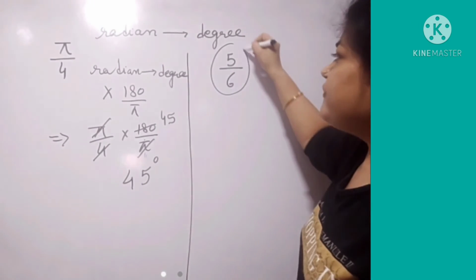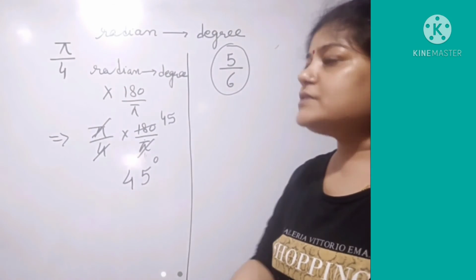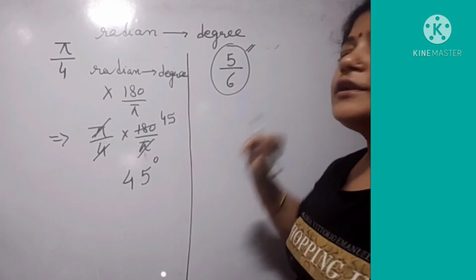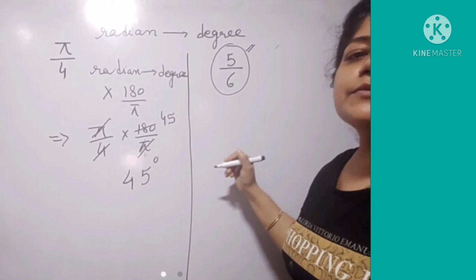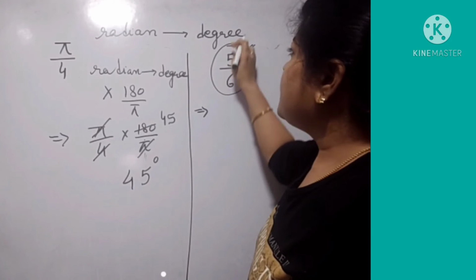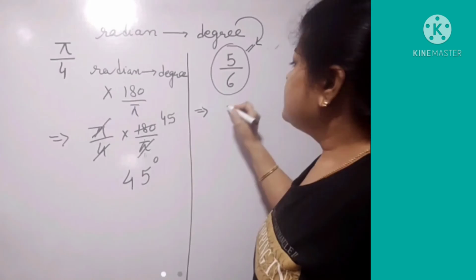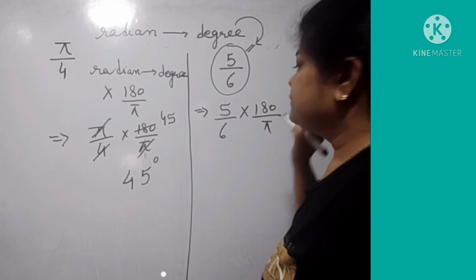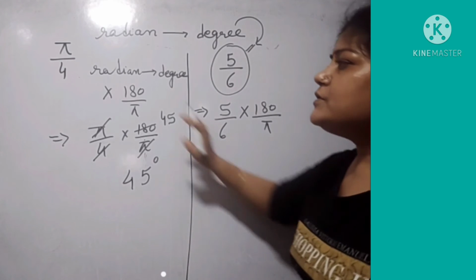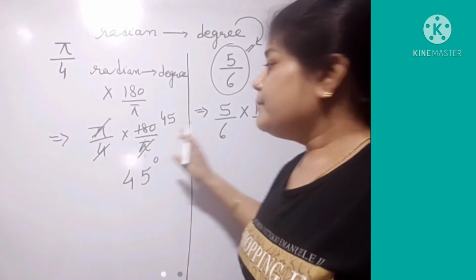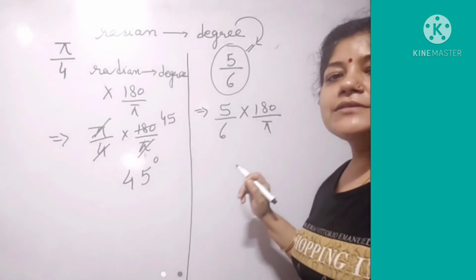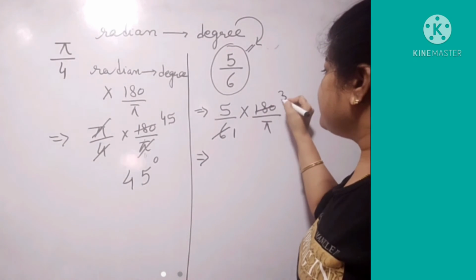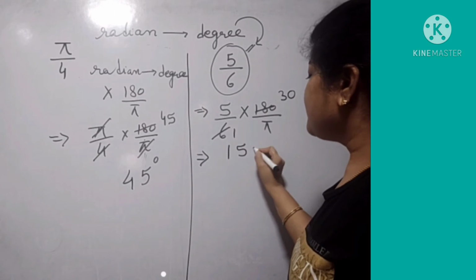But now see this case. It is given here 5 by 6, and according to the question, it is in radians. That means there is no pi, and we have to convert it into degree. How will we convert these types of questions? We simply use the same thing: 5 by 6 into 180 by pi. In these types of questions, pi easily gets cancelled, but here we don't have pi, so pi cannot be cancelled. Then how will we solve it? 6 ones are 6, 6 fives are 30. That means 150 over pi.